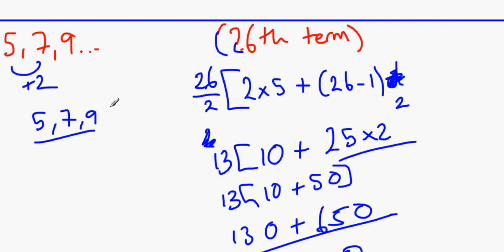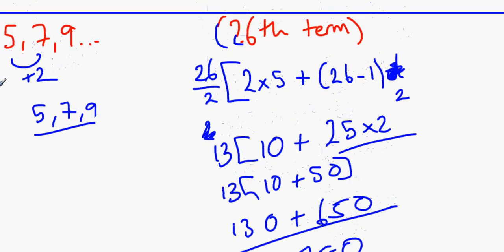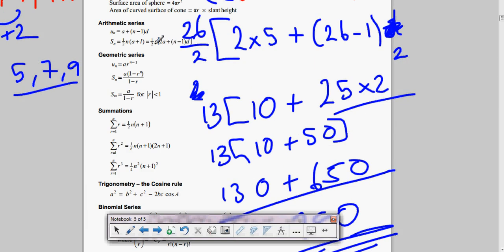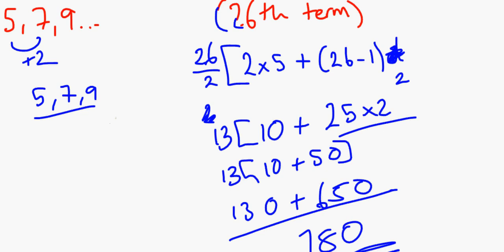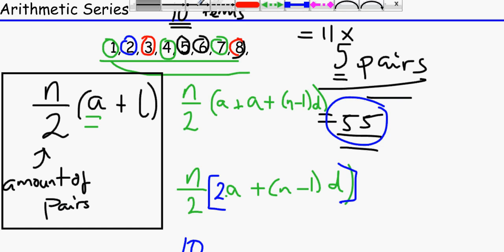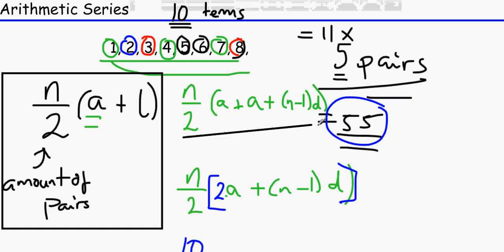If we wanted to find out what the 26th term is, we would use that formula. We would write it like this one over here, where we've got a plus n minus 1 d. And that is the end of arithmetic sequences.